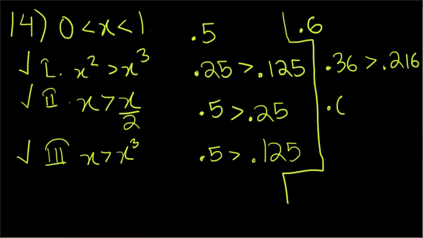Is 0.6 greater than 0.6 divided by 2, which is 0.3? Yes, it is. It works. Is 0.6 greater than 0.216? Yes, it is. So it works in any case that fits this criteria. So all of them must be true, and then the correct answer would be choice E.